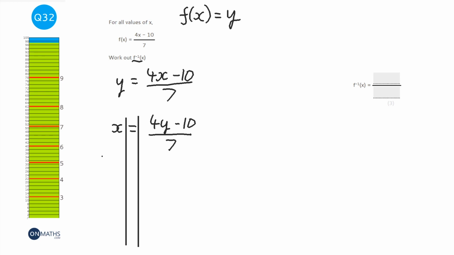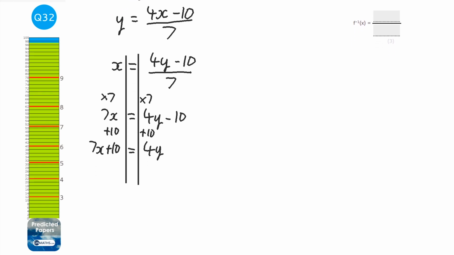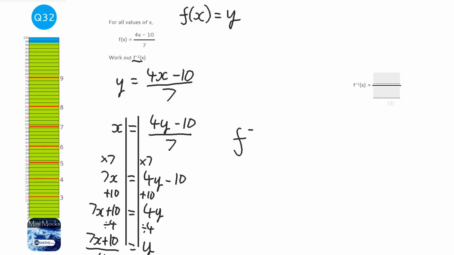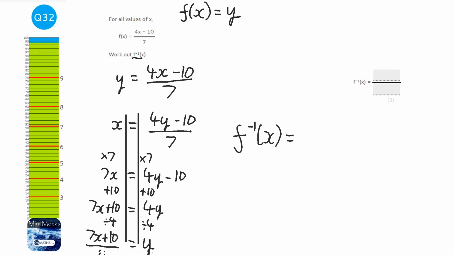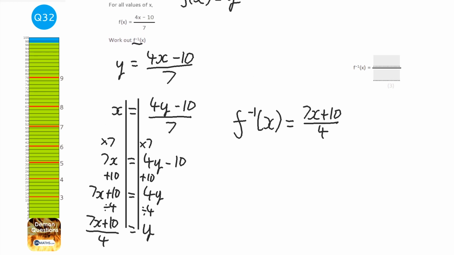The first thing I'm going to do is times both sides by 7 to get rid of the fraction. So we've got 7x equals 4y minus 10. Then I'm going to add 10 both sides. So we've got 7x plus 10 equals 4y. And then I'm going to divide both sides by 4. So I've got 7x plus 10, all of that over 4, equals y. Now, it's not y really, it's f inverse of x equals 7x plus 10 over 4. And the 7x and the plus 10 can be either way around. So 7x plus 10 over 4.